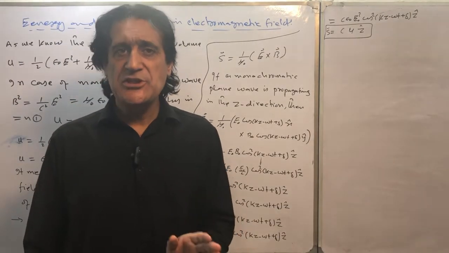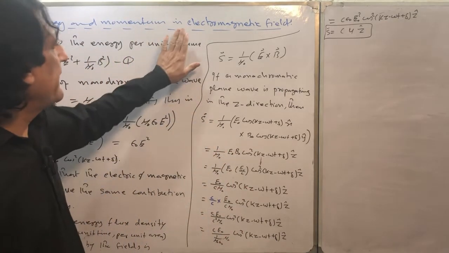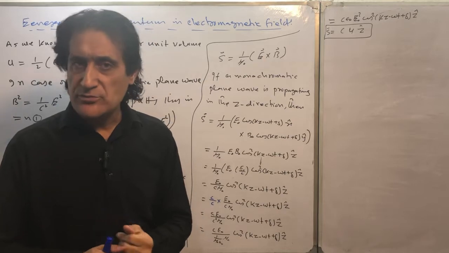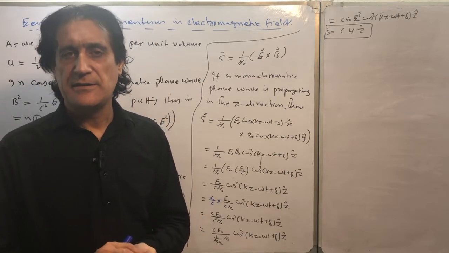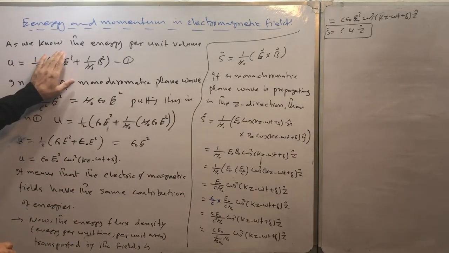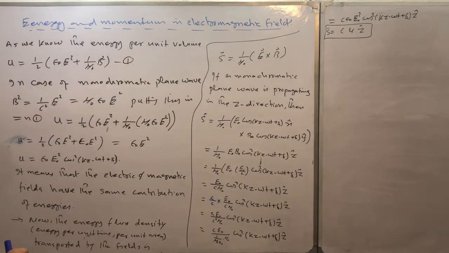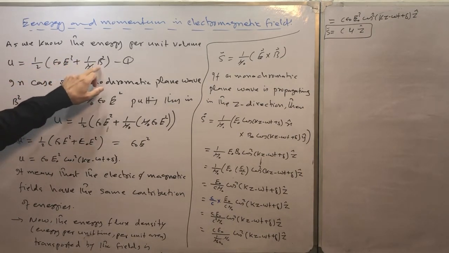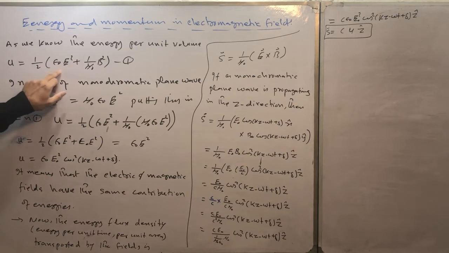The energy and momentum in electromagnetic field. I am going to discuss this in detail. As we know, the energy per unit volume in an electromagnetic field is U, which is equal to 1 over 2 epsilon naught E square plus 1 over mu naught B square. This is the effect of the electric field and this is the effect of the magnetic field.